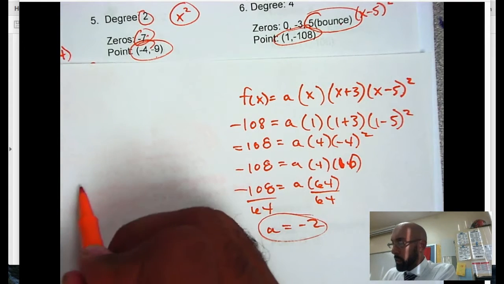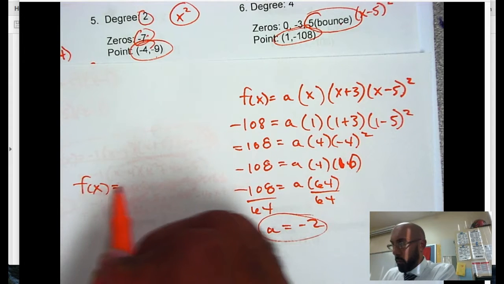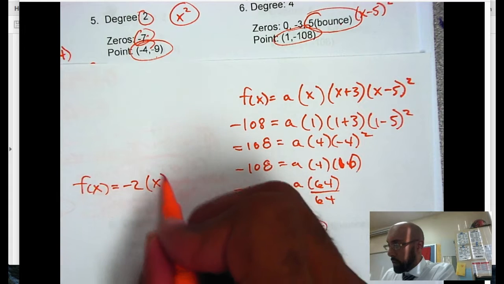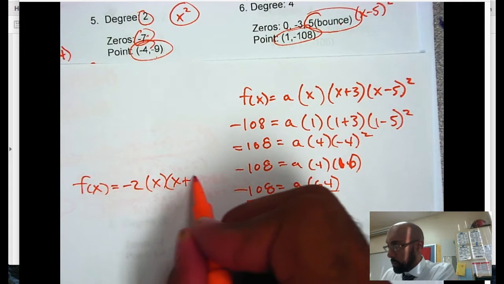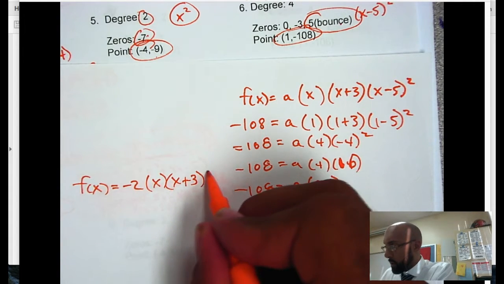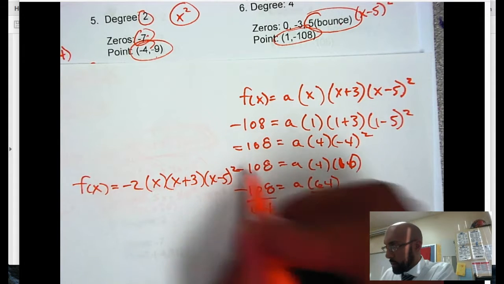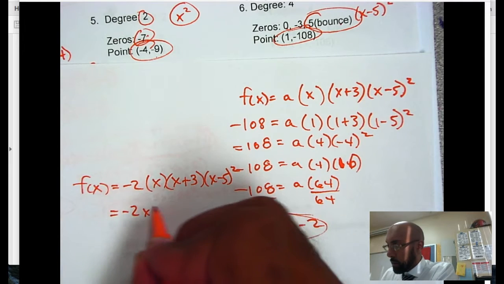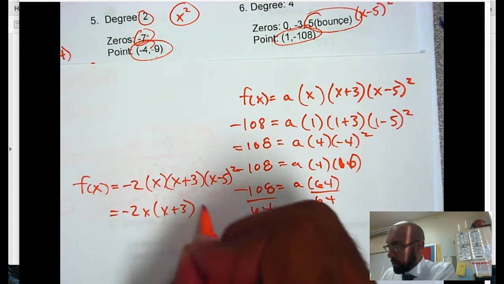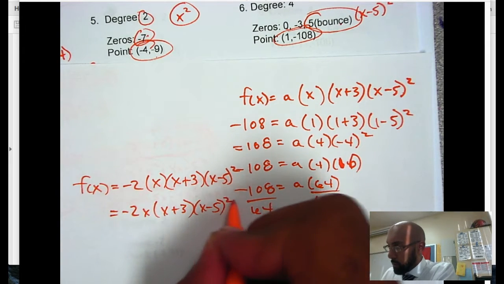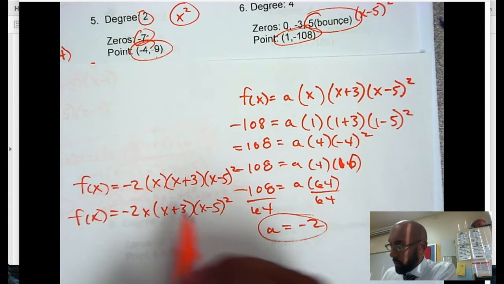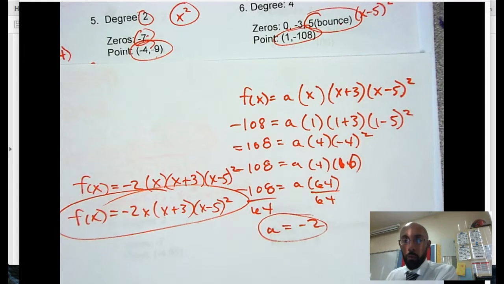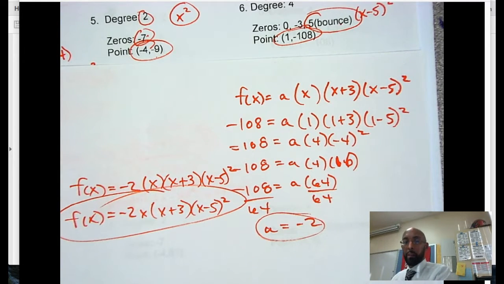Okay, so now we're going to take f of x, minus 2 goes in the front. We first want to do the factored form, so we'll have x times x plus 3 times x minus 5 squared. You could also just do negative 2x out here, and then x plus 3 times x minus 5 squared, and then f of x equals, just like that. Okay, but then again, you're going to have to multiply that out to get the standard form. Okay, and I'll let you guys do that on your own.